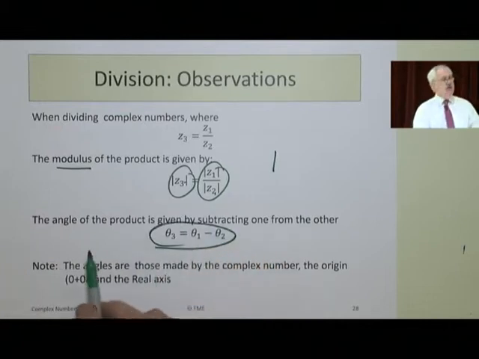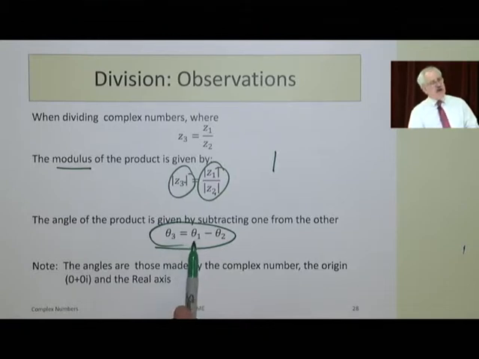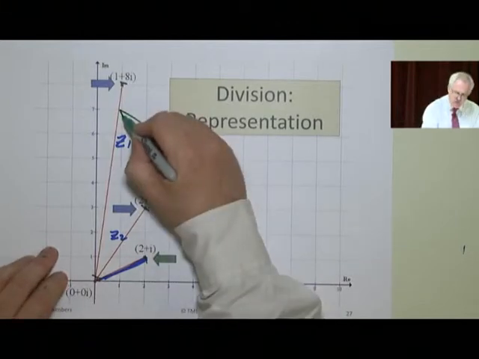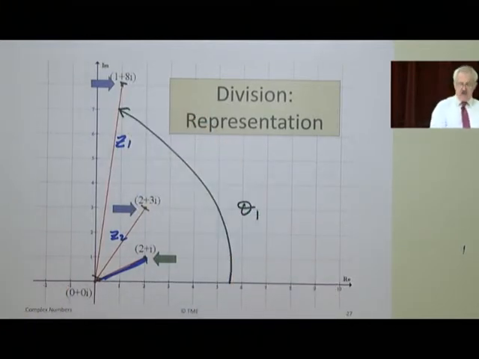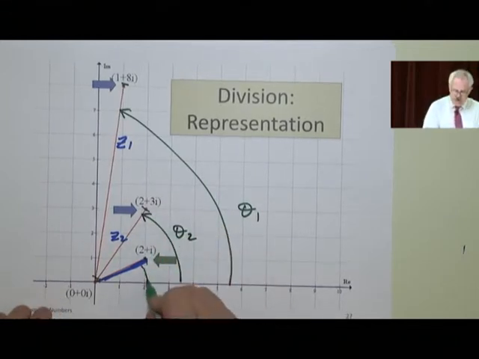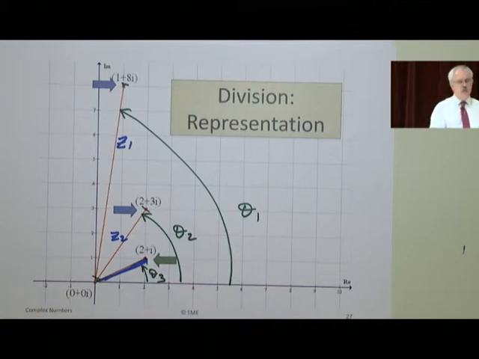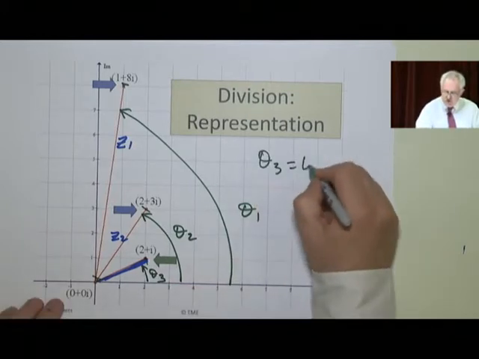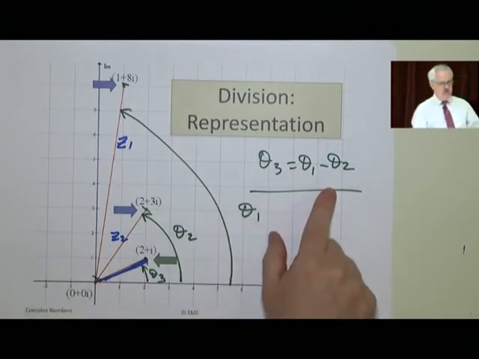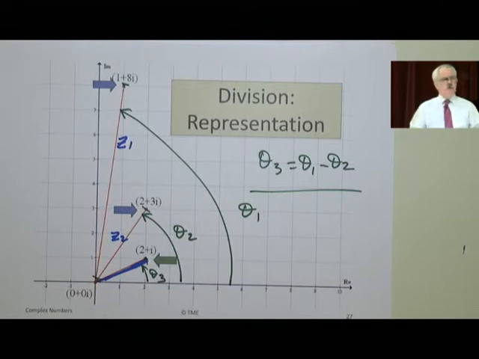But interestingly, the angles also are there. The angle 3 is the first angle minus the second angle. Not plus, but minus. So what we're saying here is that this angle here, theta 1, the first angle, and this one here, theta 2, became theta 3. Theta 3 was theta 1 minus theta 2. Note the minus. In multiplication, it was plus.